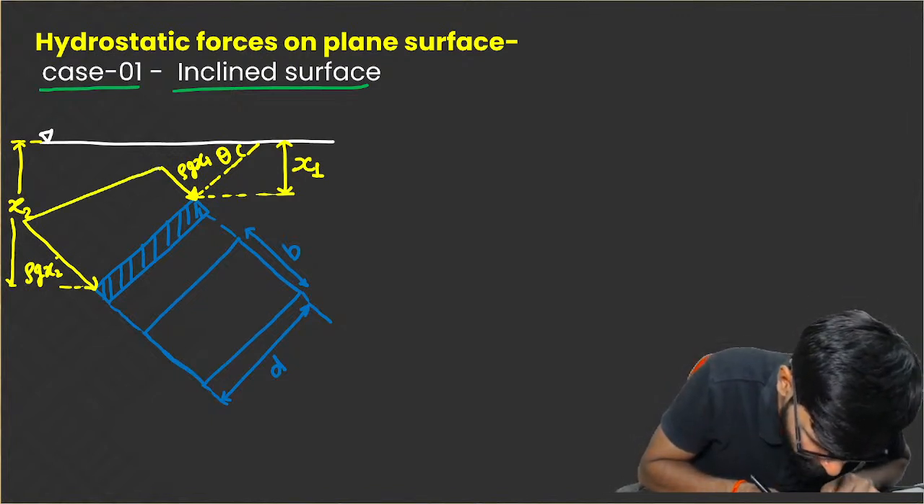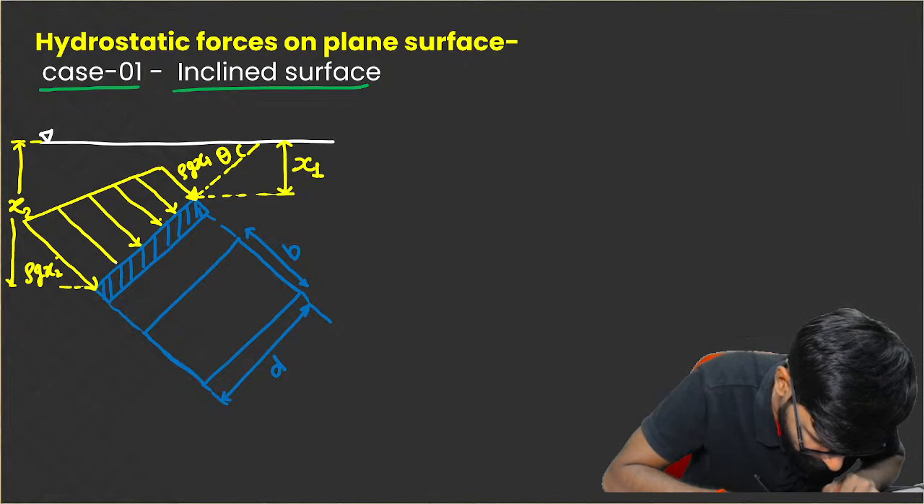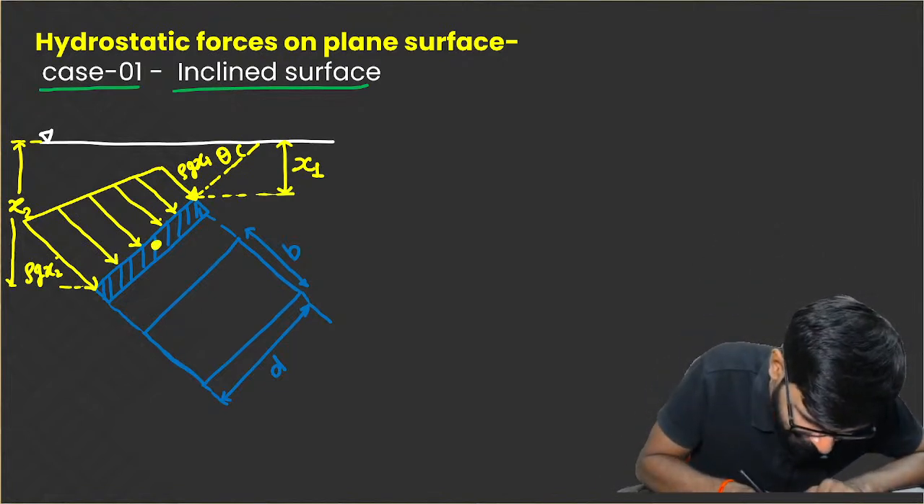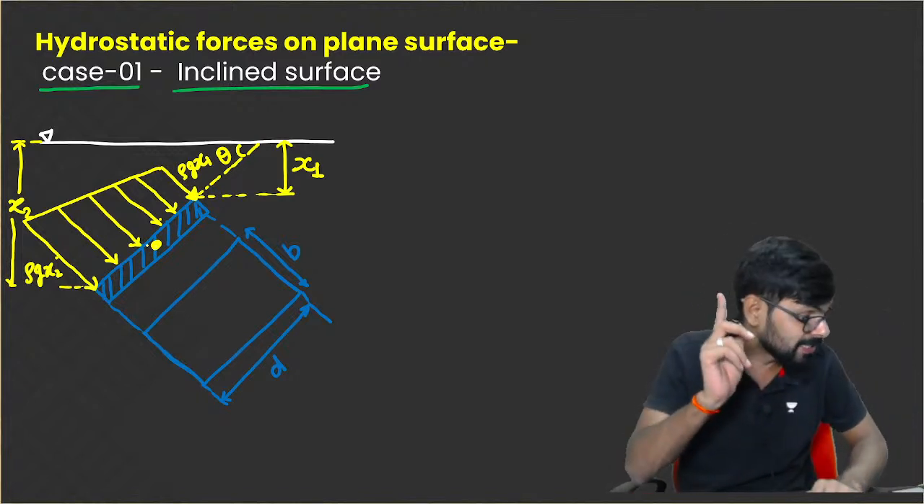Now this diagram is called a pressure diagram. This diagram is called a pressure diagram, okay? Now this is the center of gravity. This is center of gravity. Clear? Please listen here.